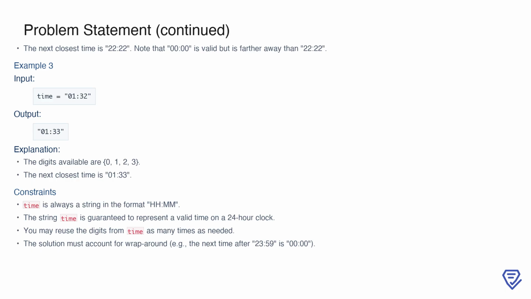For a third example, if the input is 01:32, the available digits are 0, 1, 2, and 3. The next closest time is 01:33, as it uses the same digits and is the smallest possible increment from the current time. Also, note that the solution must comply with the constraints of the 24-hour clock to ensure the generated time is always valid. For instance, 25:00 or 12 hours 60 minutes would be invalid.